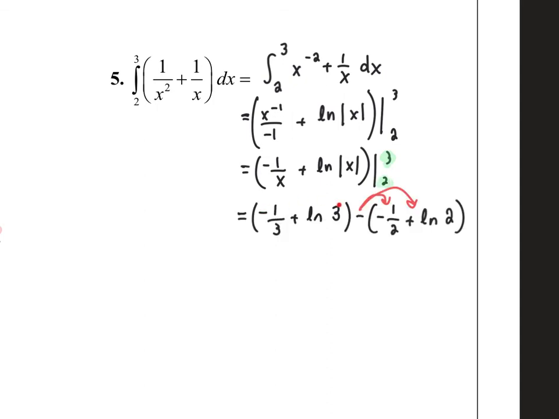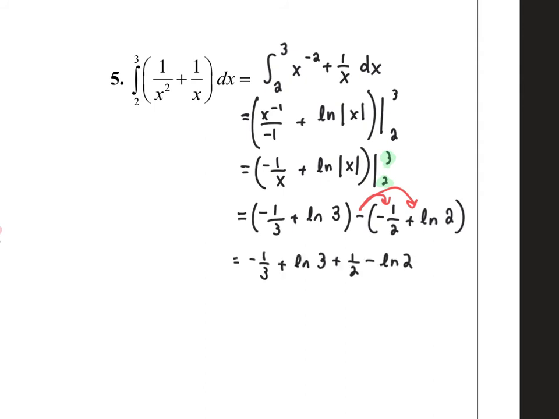Here is the 3 going into my antiderivative, minus. Here's my 2 going into the antiderivative. As we said before, it's especially important to remember to put parentheses around this back part so that that subtraction gets distributed through the parentheses and actually hits that natural log of 2 here. The rest of this is just simplifying.